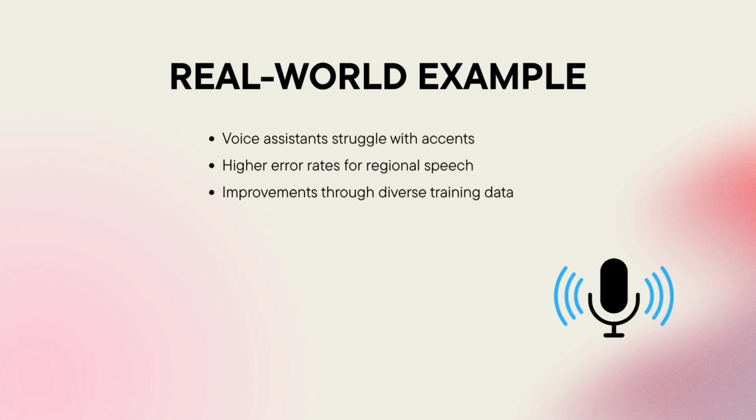Real world examples. Another clear example of bias appears in voice recognition systems. Early versions of digital assistants like Siri or Alexa worked reasonably well for standard, widely represented accents, but struggled with regional or non-native accents. Users often had to repeat themselves or found commands misinterpreted.